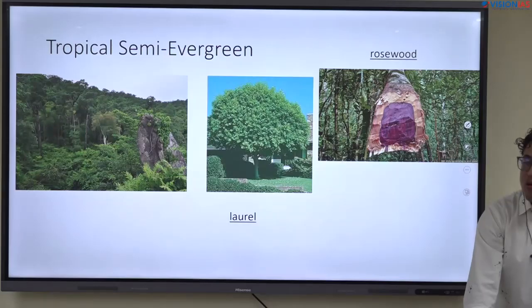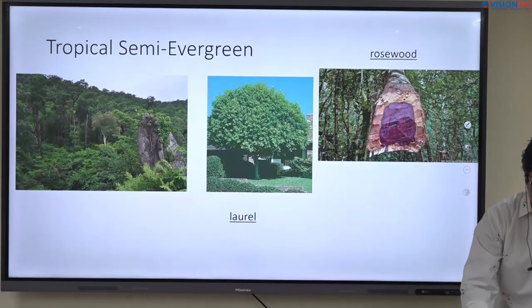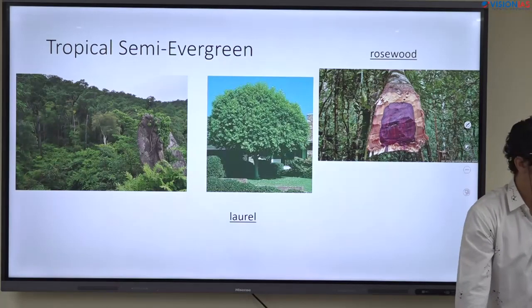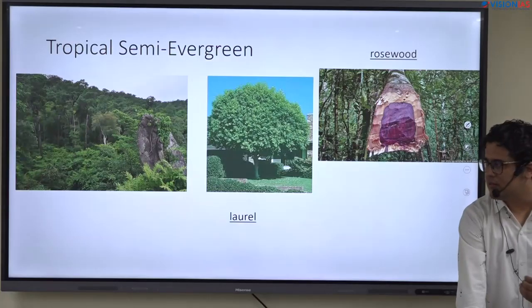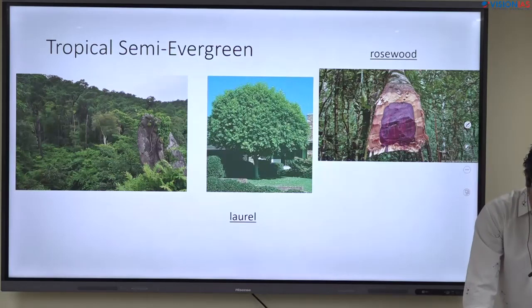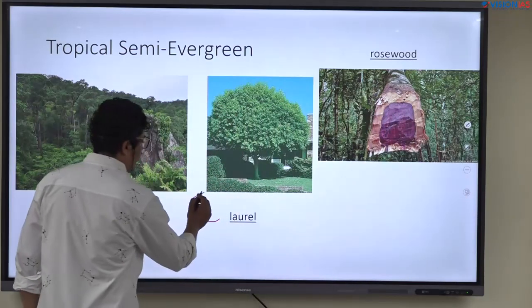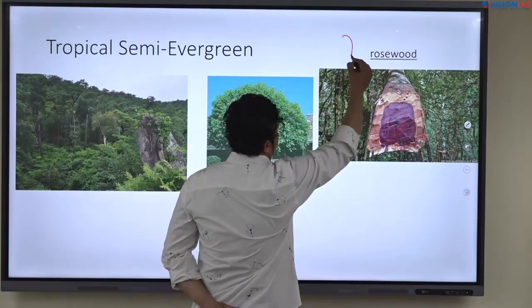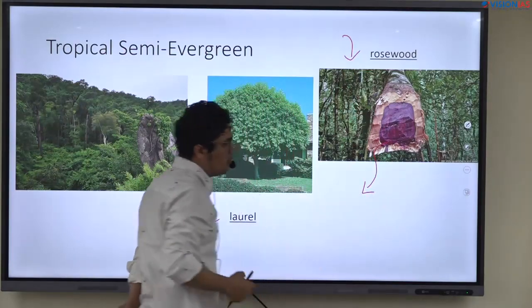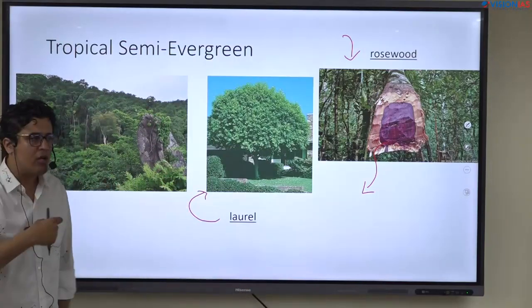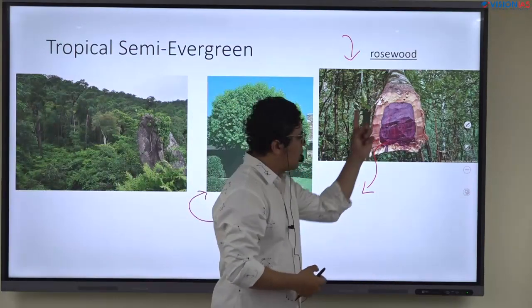Annual temperature varies from 24 to 27 degrees Celsius and humidity is 75%. So not much change in temperature or humidity. The dry season is not short like in tropical evergreen forest. Here the dry season is a little bit longer because rainfall is less. So the dry season will be more. Important species are underlined: laurel and rosewood. You can see this is a laurel tree and this is rosewood. Rosewood is also known as the bleeding tree, the tree in which it appears that blood is coming out because of the red underwood that you see.